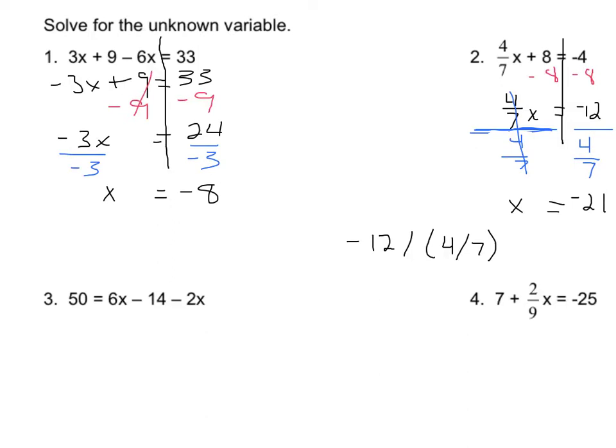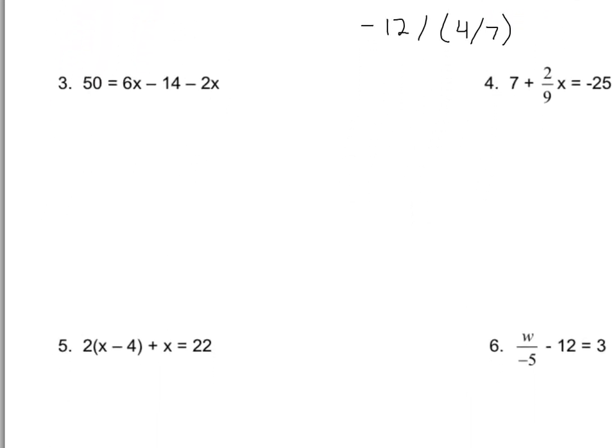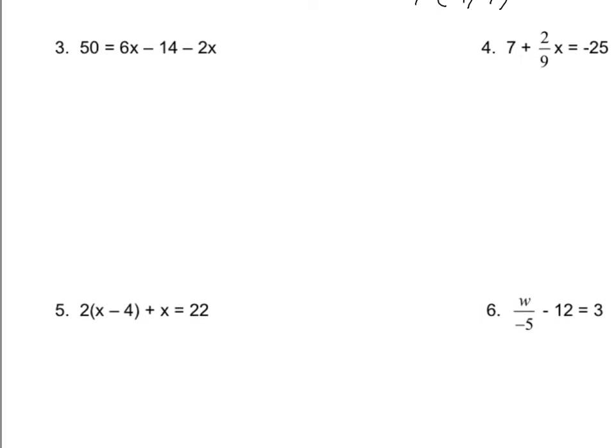Alright, number 3. 50 equals 6x minus 14 minus 2x. Start by dividing it up, separating the sides. The left side is simplified in this one, so we need to simplify the right side. So I'm going to combine my x's. So I have 6x and negative 2x. It gives me 4x. So 50 equals 4x, and then that minus 14 is all by itself.